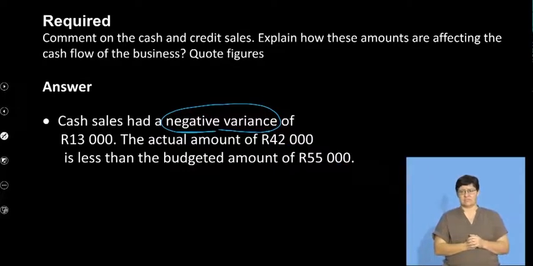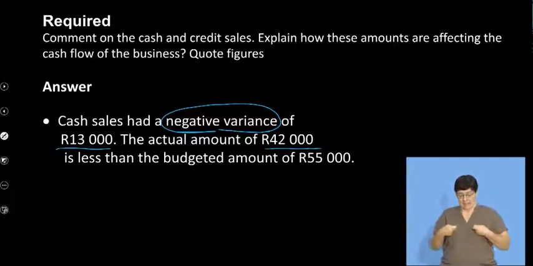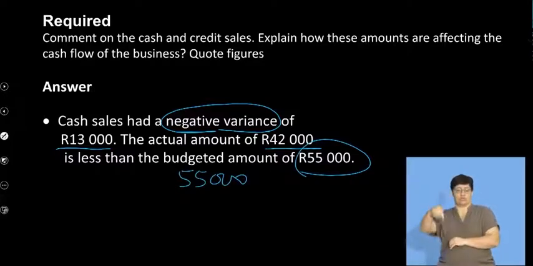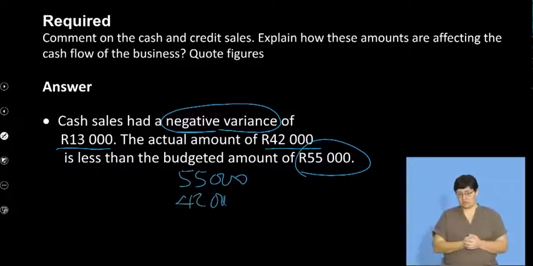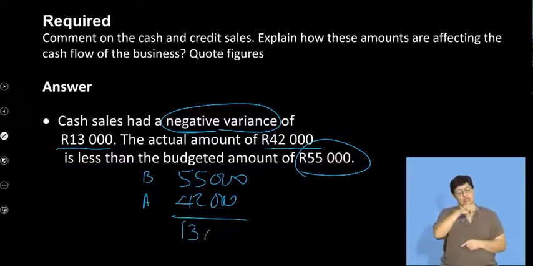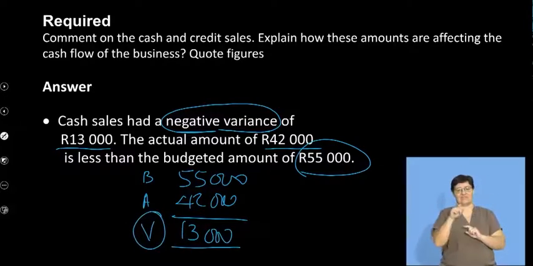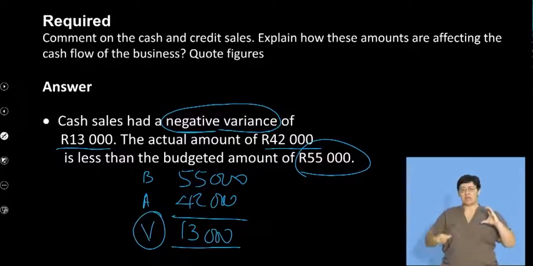The variance is 13,000 Rand, and where does it come from? The actual amount was 42,000, but it is less than the budgeted 55,000. So in other words, if you take 55,000 minus your 42,000, your budgeted of 55 and actual of 42,000 gives you a variance of 13,000. This is what we mean by the variance. In this case, a negative variance, meaning less than the budgeted amount.